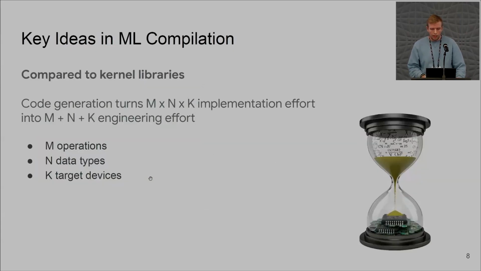So the key idea of ML compilation is that if you are doing it with these kernel libraries, this gets expensive very quickly in terms of how much effort you need to put into maintaining all of these implementations. The reason is that there are new ML operations being invented pretty much on a weekly basis. We have more and more data types. Right now we are down to FP8, FP6, FP4.